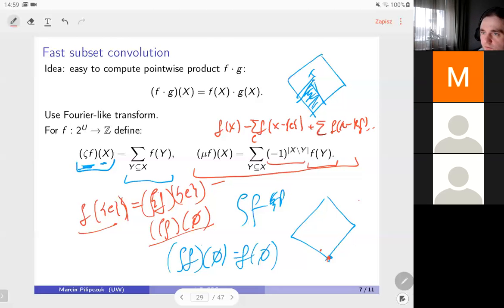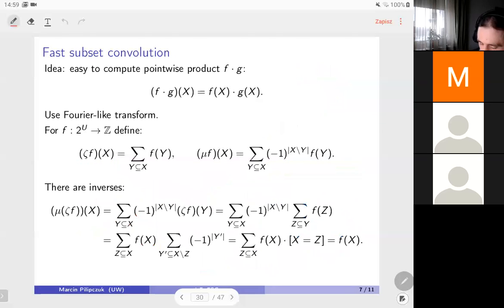And what you can prove here, and is proven in the next line that will go in there, is that this is really the inverse operation. Okay, so if somebody gave you zeta f, then you apply this transformation, which is called the Möbius transform. This is really this inclusion exclusion, and you get the original values.